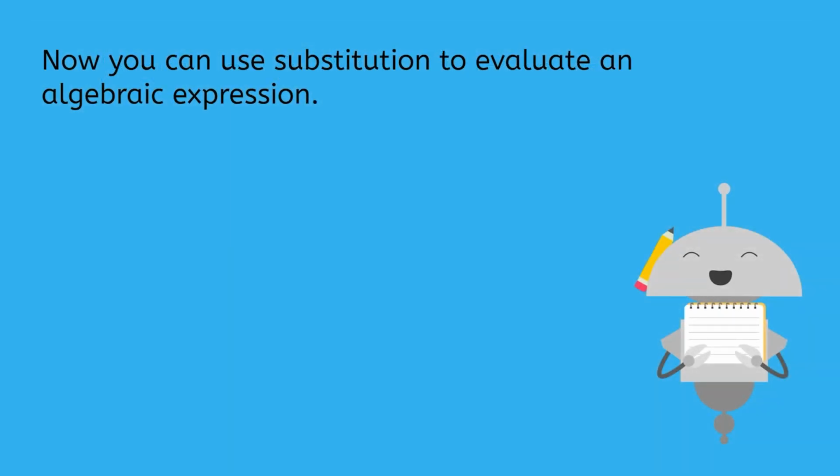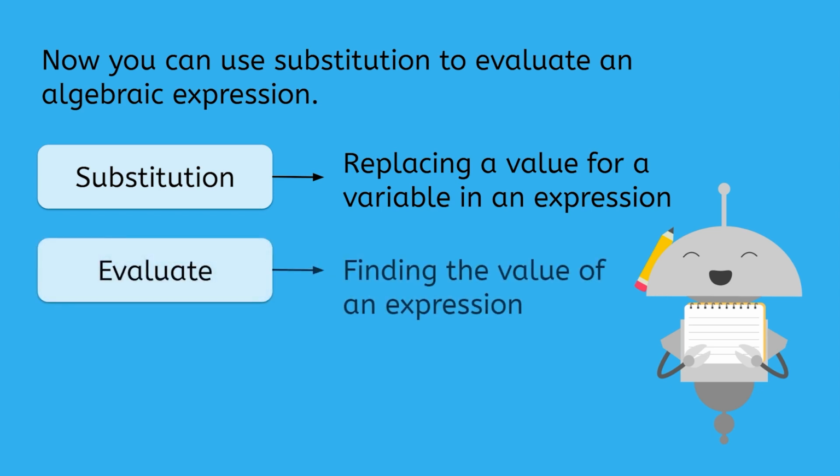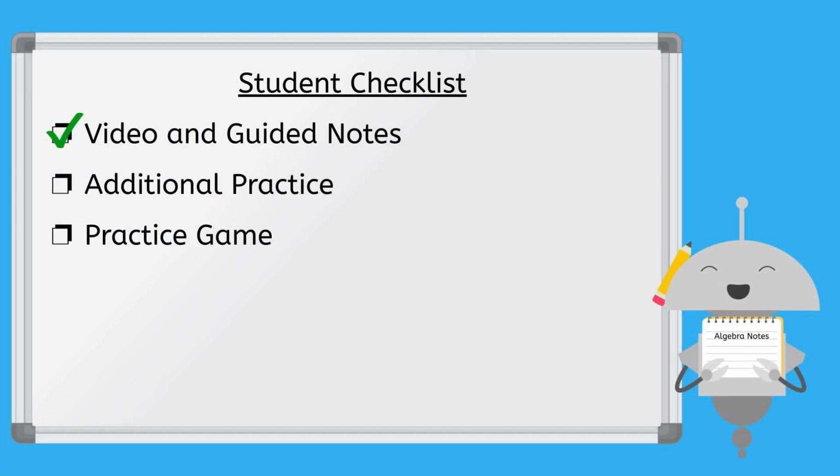In this lesson, we learned how to use substitution to evaluate algebraic expressions. With substitution, we replace a given number for the unknown variable in an expression, which allows us to then evaluate or find the value of that expression. After watching this video and completing your guided notes, continue practicing substitution and the evaluation of algebraic expressions by completing the additional practice problems in your PDF.